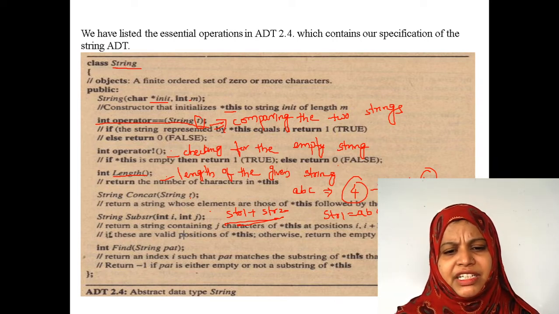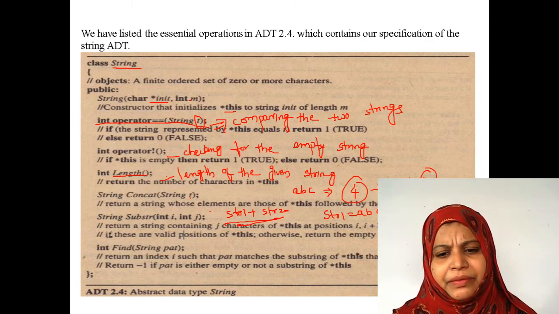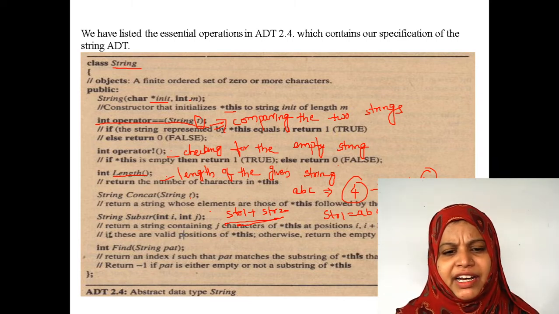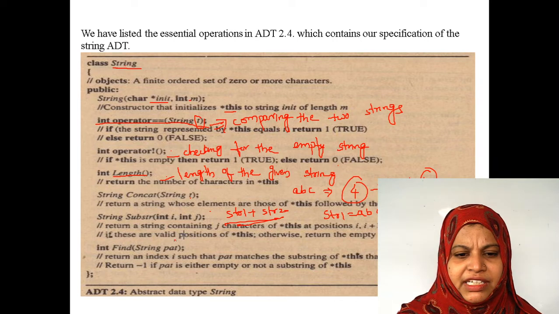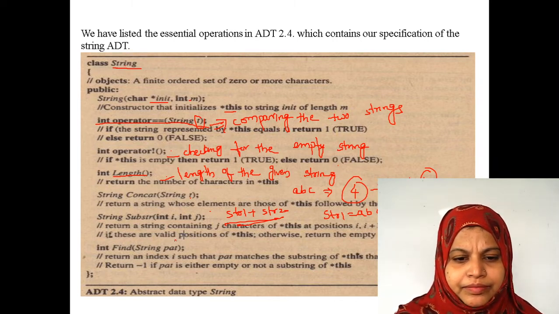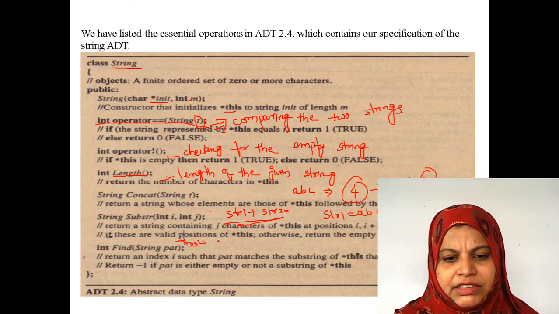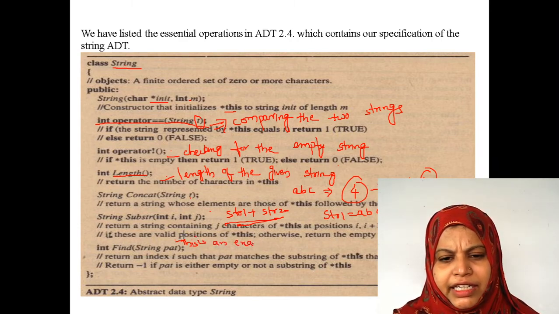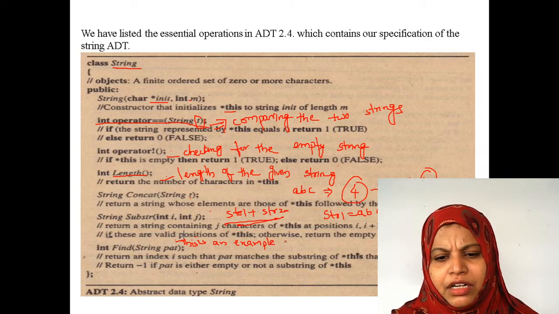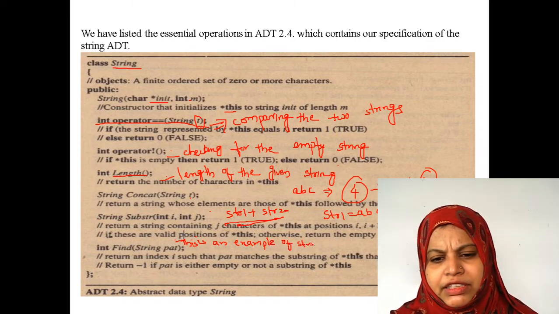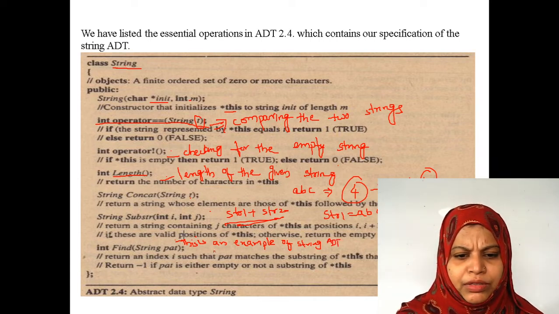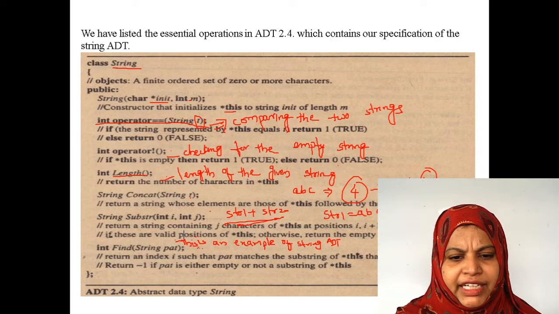Right? Next one is string substring int I comma int j. In this case, return a string containing j characters from this at positions I plus 1, I plus 2, up to I plus j minus 1, right? Here, see a substring. For example, my string is "this is an example of string ADT". This is my string. Now I want to read only "is".